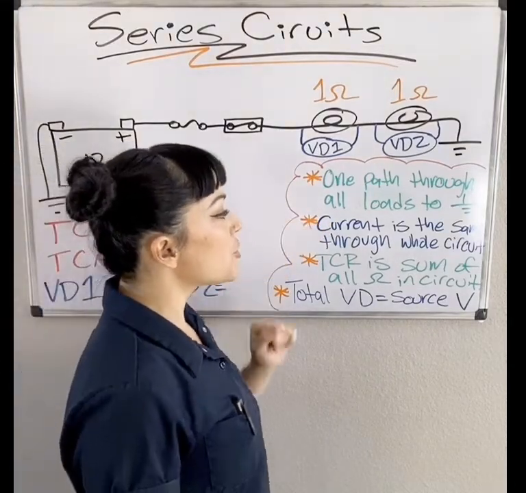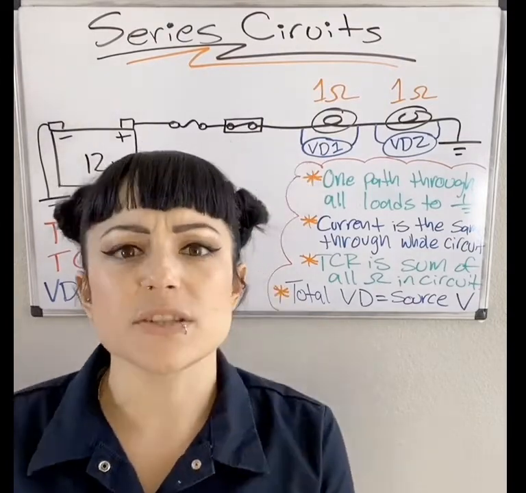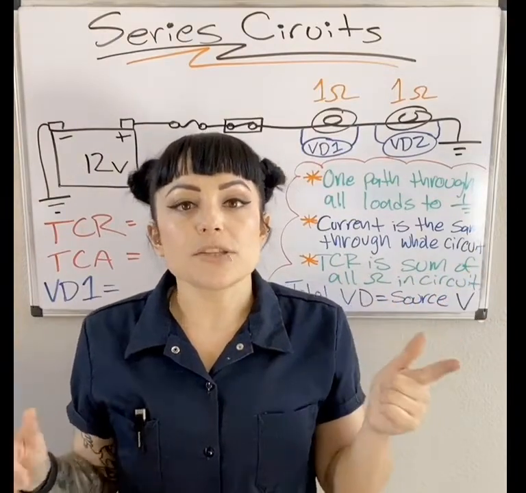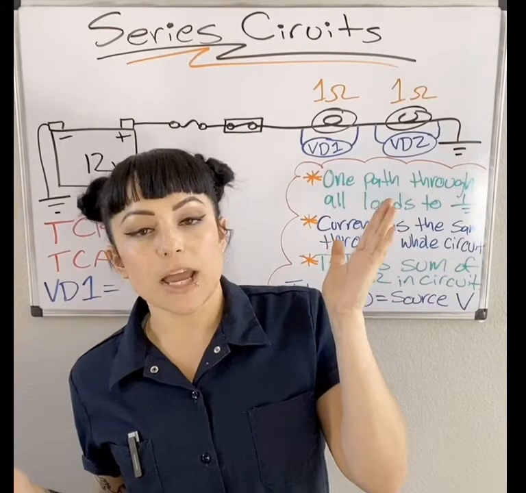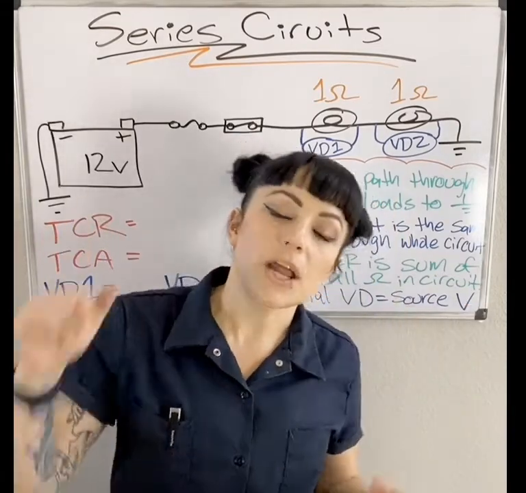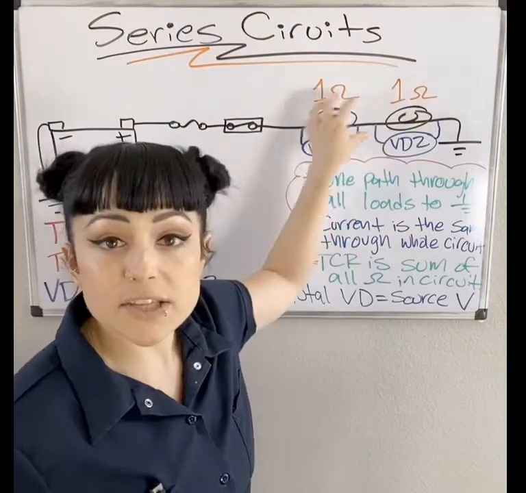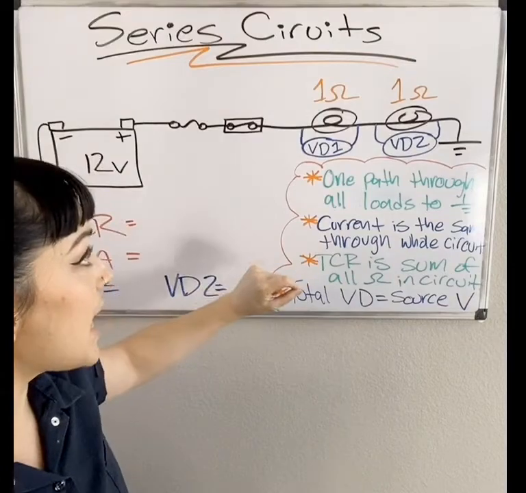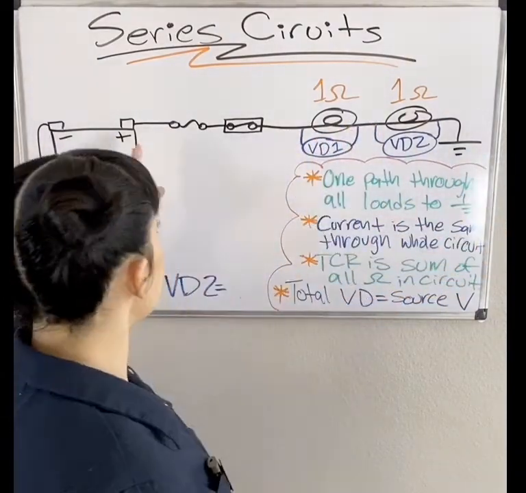The next rule is that current is the same throughout the entire circuit. And this is similar to our simple circuit, right? When we increased the resistance in the light bulb in the simple circuit, amperage went down, and if we decreased it, amperage went up. The same thing happens here: our resistances are going to determine the amperage in the circuit. Once amperage is determined, it's the same from the beginning to the end.